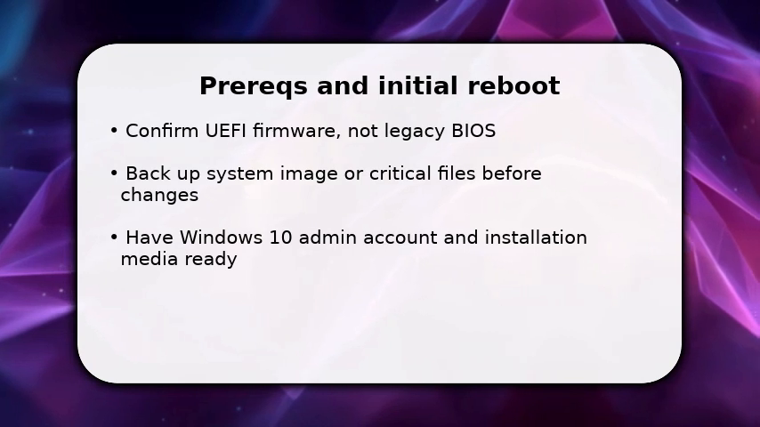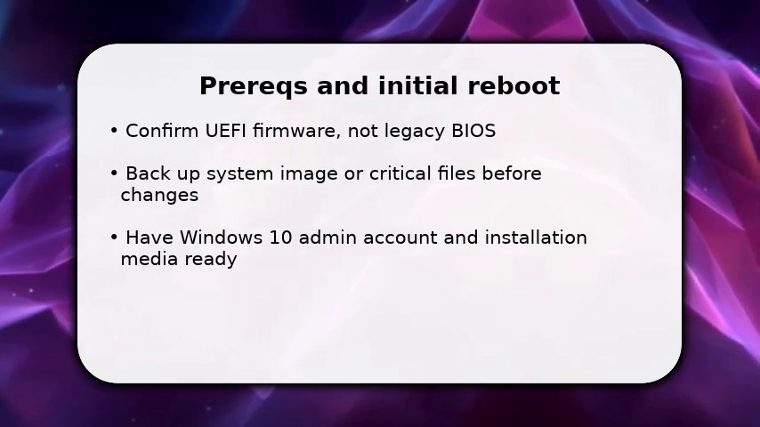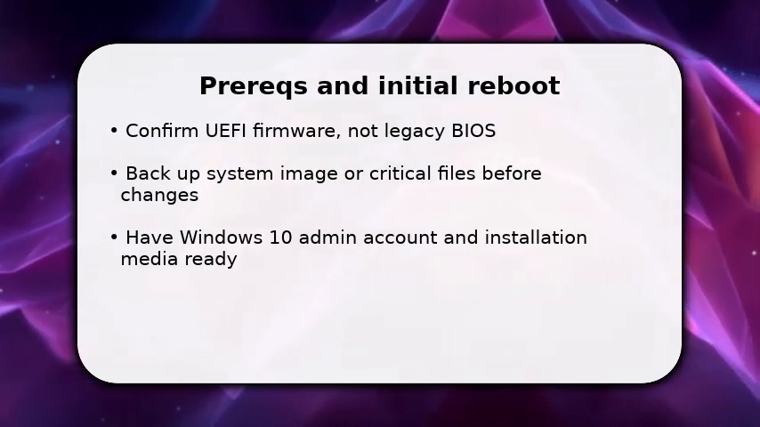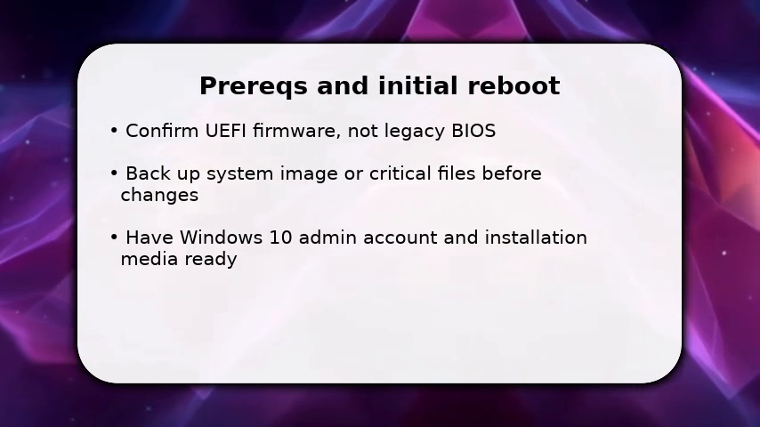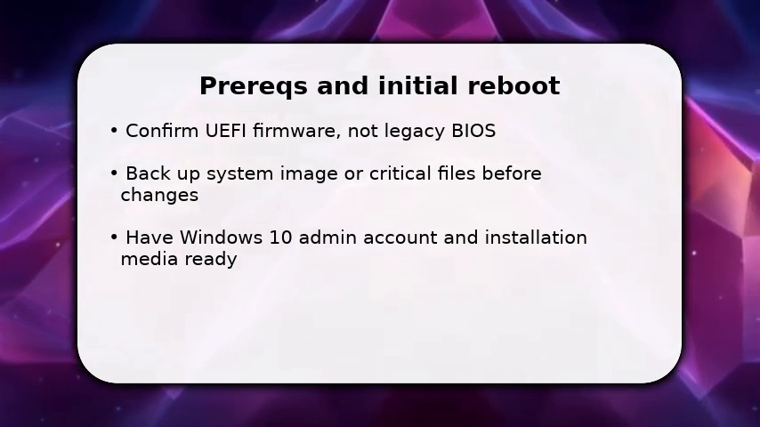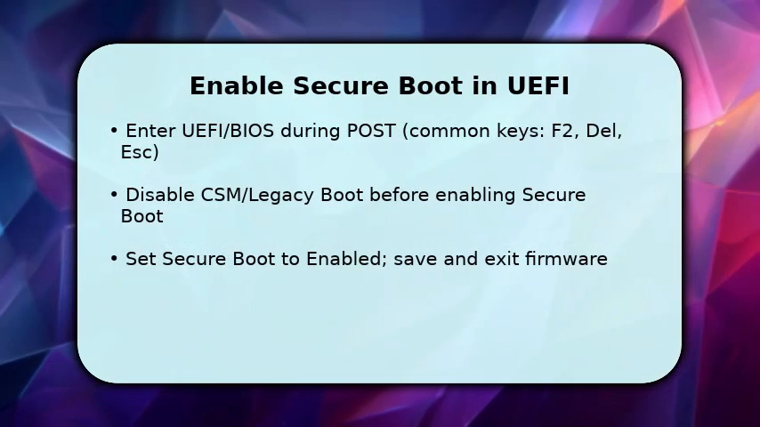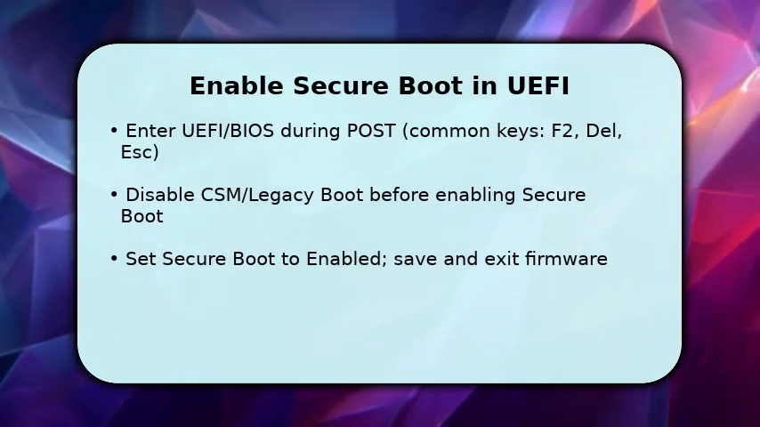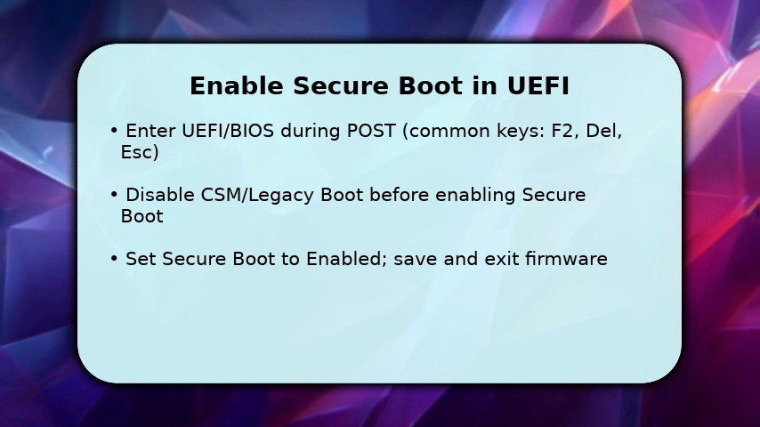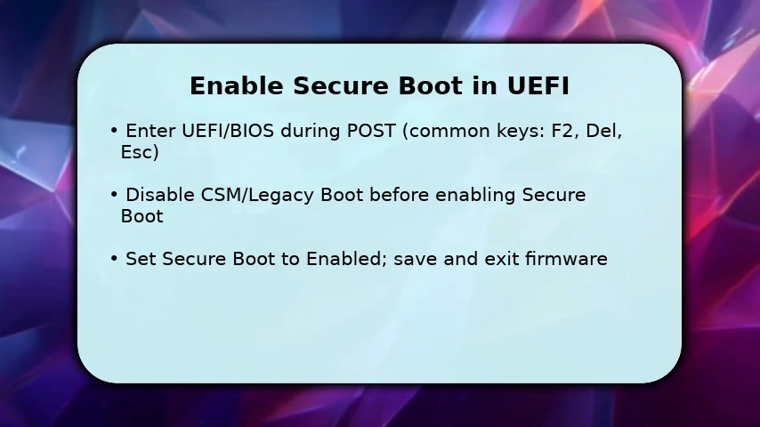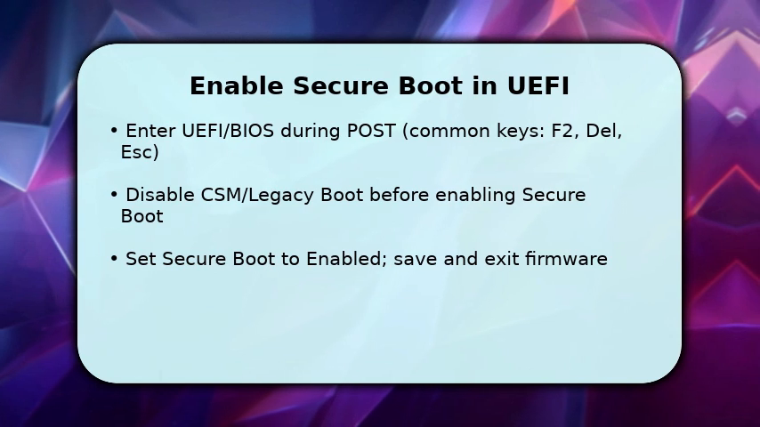Make sure to have installation media or a recovery USB available in case Secure Boot blocks drivers. This lets you revert. You're now ready to enter firmware to enable Secure Boot. You will enter UEFI setup during POST using the correct key for your PC. Once inside, locate boot or security settings and first disable the Compatibility Support Module or legacy boot.